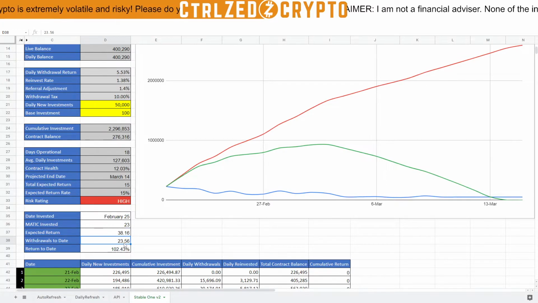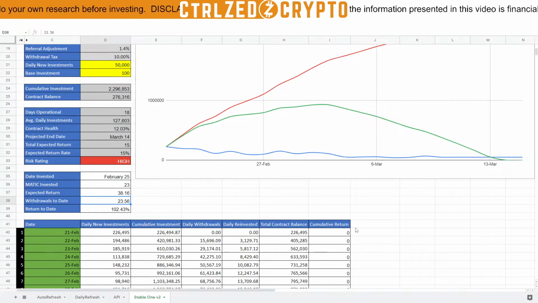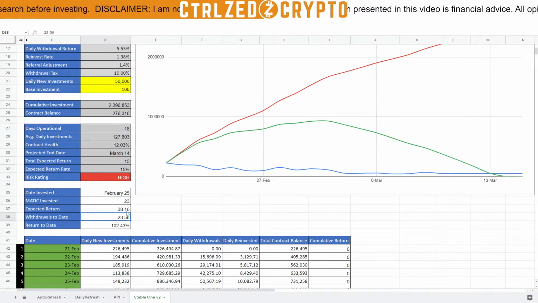And I've been able to make 23.56 in withdrawals today. So I'm over. My returns to date have been over 100%. If this lasts another couple of days, I may be able to increase that to maybe 105, 110% if I'm lucky, which in my view is a good investment to make. A 10% withdrawal over my initial investment in the space of a couple of weeks in the world of investing and finance is really good.